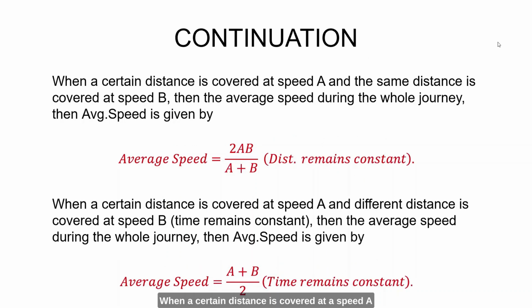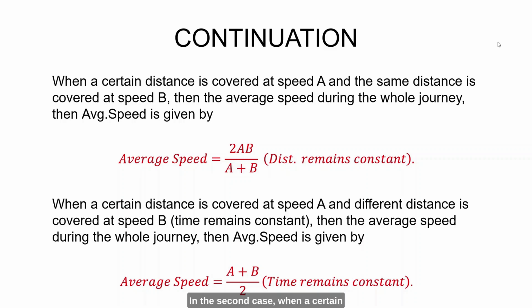When a certain distance is covered at a speed A and the same distance is covered at speed B, then the average speed during the whole journey is given as. Here we are concerned about two journeys where the distance remains the same and the time varies. Therefore, average speed is equal to 2ab divided by a plus b, where a is the speed of the first journey and b is the speed of the second journey. The formula average speed is equal to 2ab by a plus b can only be applied when distance remains constant.